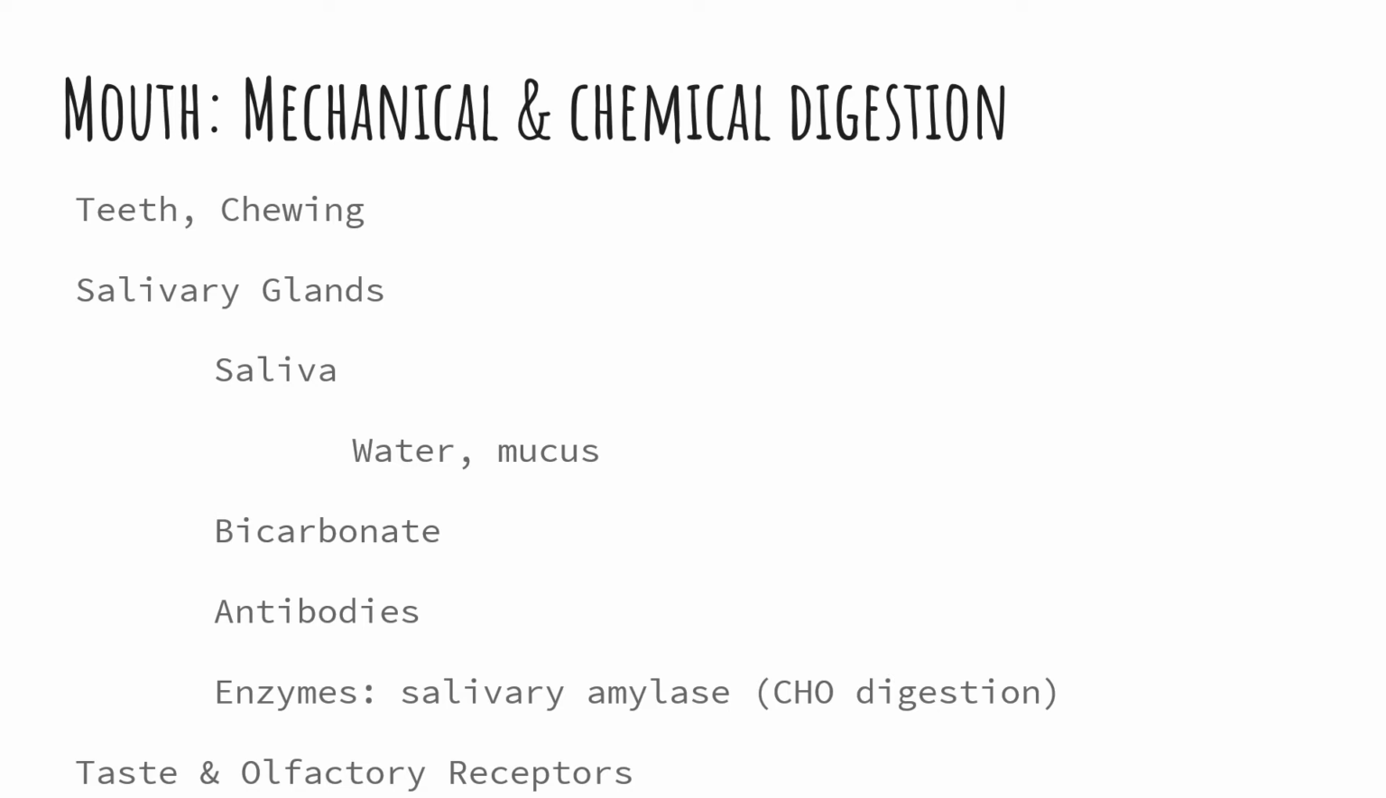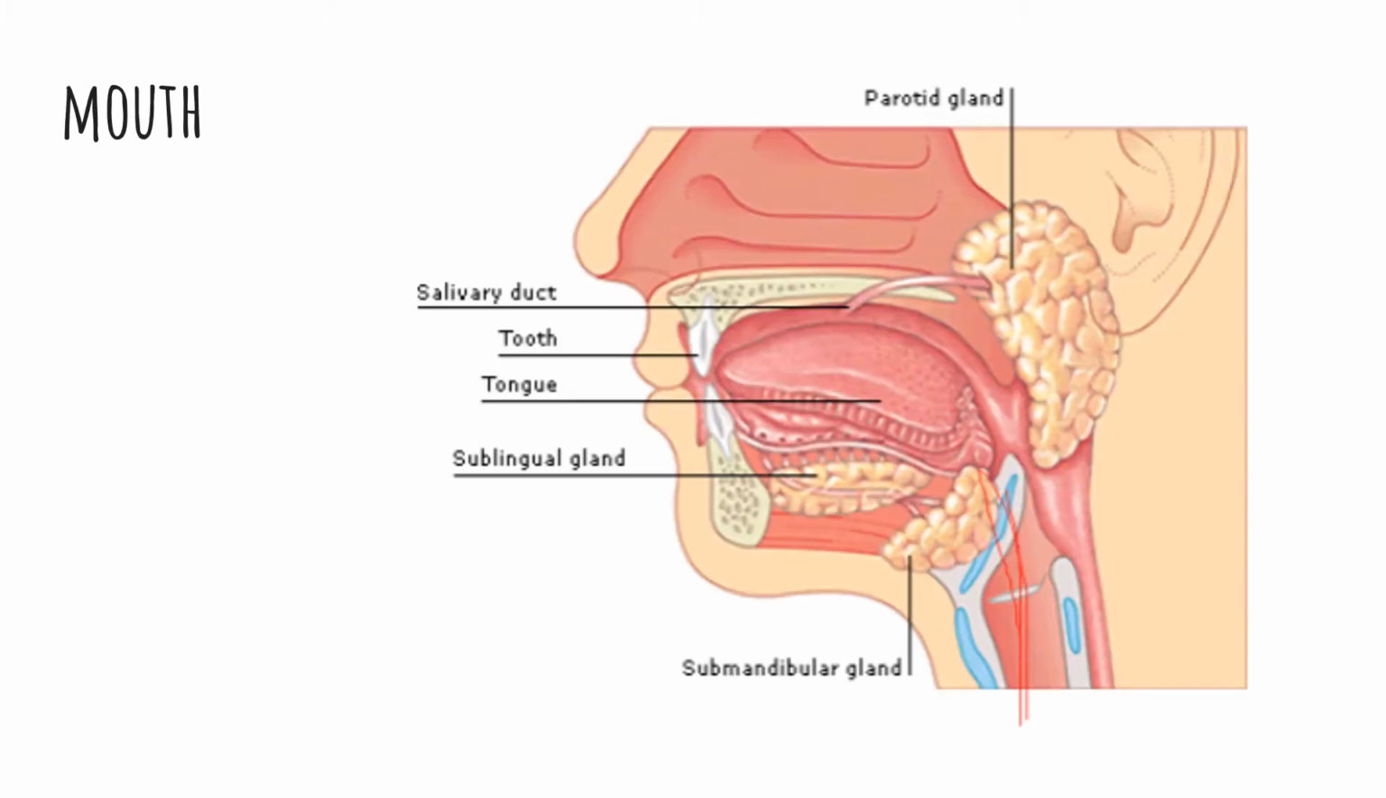Also in the mouth we have taste and olfactory receptors, so that's how we enjoy our food, literally, by smelling it and tasting it, as well as chewing it. Then there's your diagram of the mouth. Take some time to review that if you like.